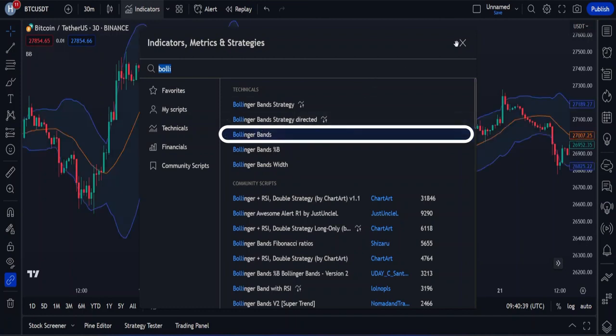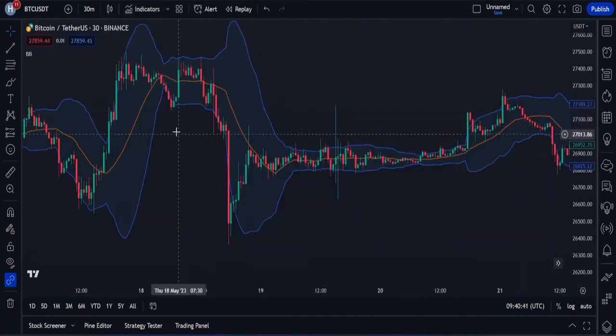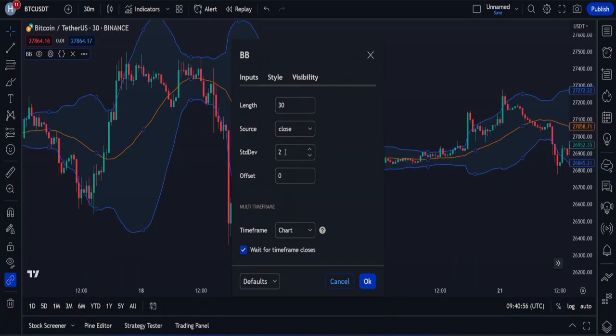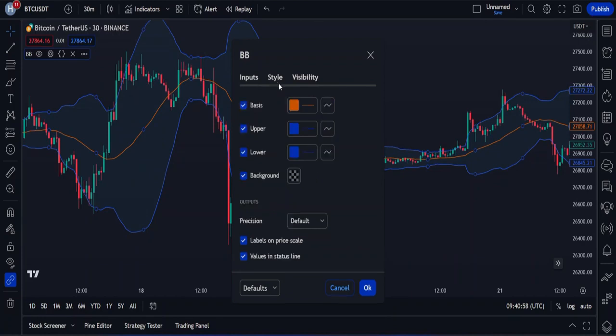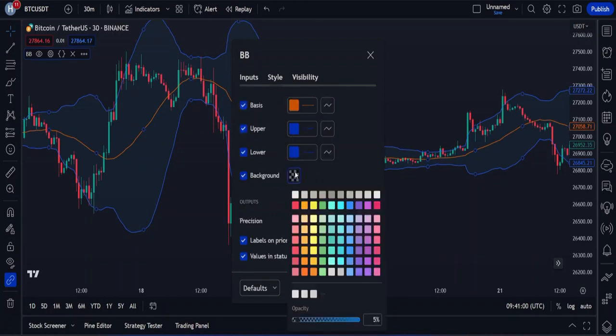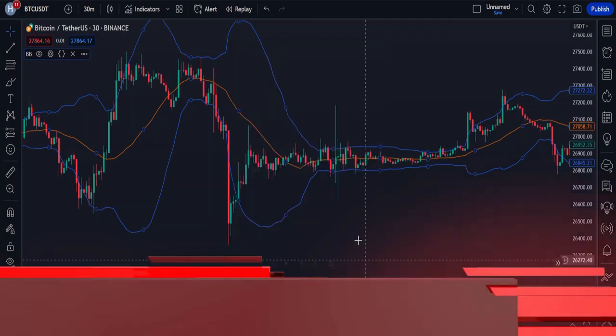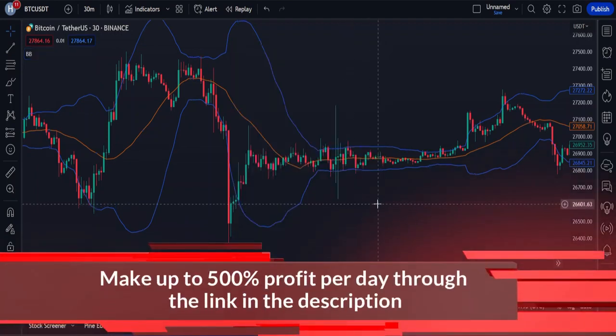While TradingView's default settings are adequate, specific adjustments are necessary to optimize this strategy. So we will access the settings for this indicator and start by modifying the length value to 30 within the designated section and ensure that the standard deviation is set to 2. Additionally, customization options are available for personalizing the indicator's appearance, such as removing the background and changing the lines to red. These adjustments are subjective and can be tailored according to individual preferences.